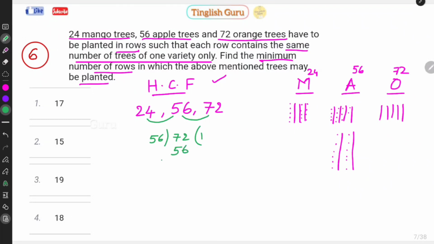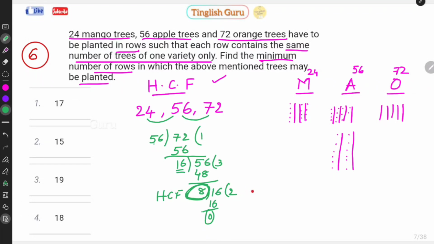So 56, we have 56 once 56, so the balance will be 16, and we have to write this 56 here. So 16 3s is the nearest number, 48, and the remainder will be 8. Now we have to write this 16 here. So 8 2s are 16 and our remainder now is 0. So whenever we get the remainder 0, the nearest number in the left bracket will be our HCF. So here the HCF is 8, but we did not complete the answer.